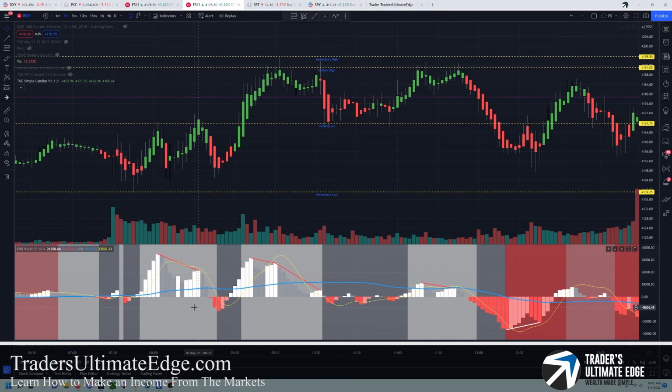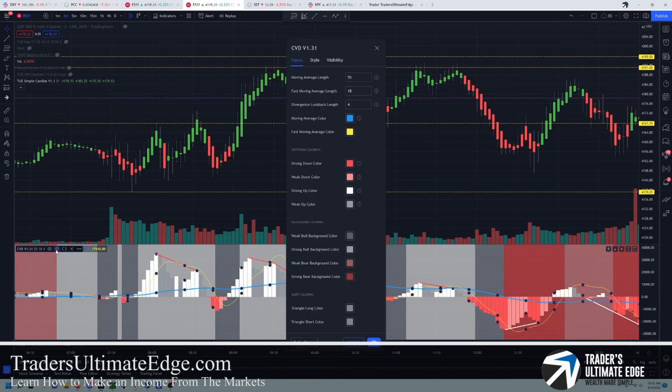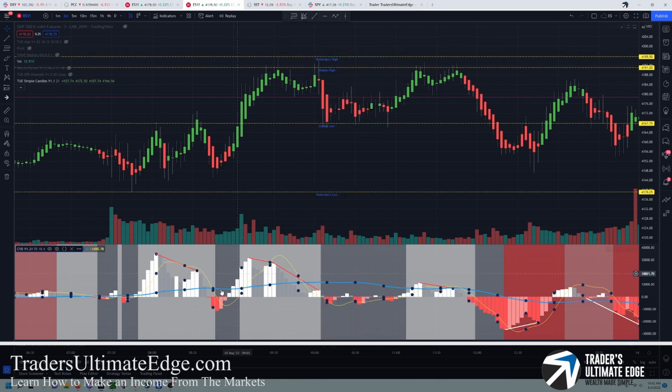So we'll start right here. You can see it's a histogram style. The higher the peaks, the more volume is coming in at that particular area. The blue line tracks average volume over a length that you choose. By default, it's 55, and you can come in here and change it however you like.